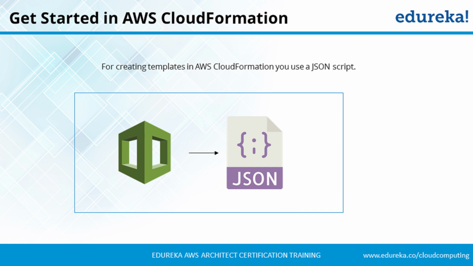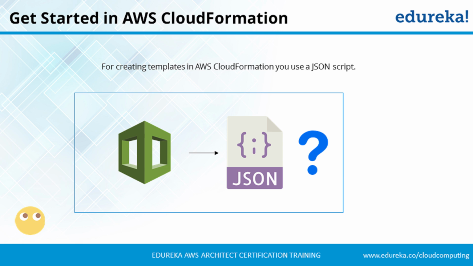Now, why do you need a JSON script? Because you'd be creating a template in the CloudFormation designer. You'd be using the drag and drop option and filling in the AWS resources. When you do that, in the backend it'll actually be creating a JSON script. Now, what you can do as a user is, if you're good in JSON, you can create your own JSON script. Otherwise, you can use the CloudFormation designer to create a template. For creating a template, like I said, you need a JSON script.